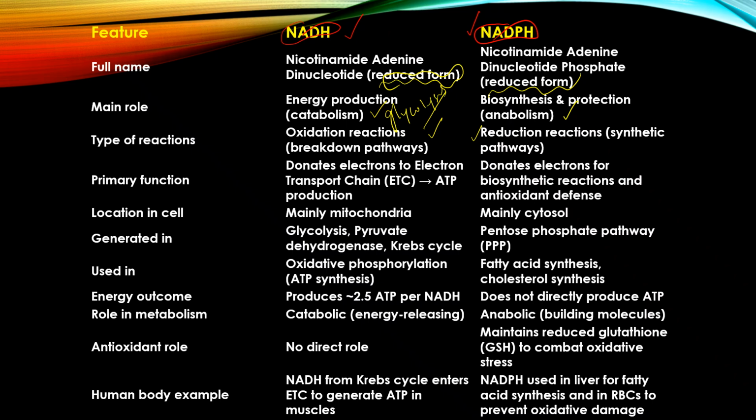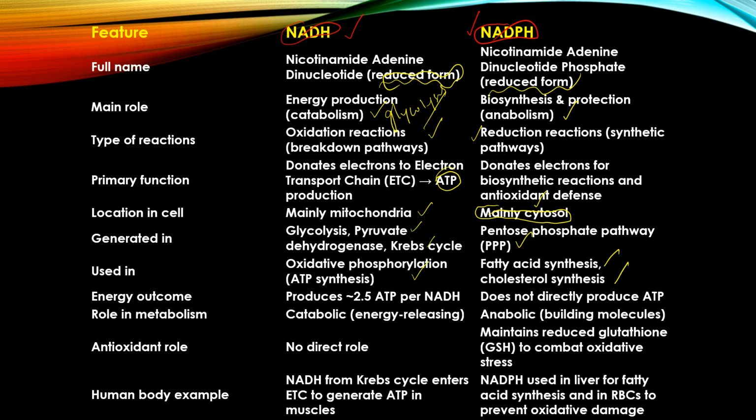Primary function: NADH produces ATP in the electron transport chain, while NADPH serves biosynthetic reactions and antioxidant defense. Location in the cell: NADH is produced mainly in the mitochondria, but NADPH is produced in the cytosol. NADH is generated, as you already know, in glycolysis, pyruvate dehydrogenase and the Krebs cycle, while NADPH is formed during the pentose phosphate pathway. NADH is used in oxidative phosphorylation, and NADPH is produced during fatty acid synthesis and cholesterol synthesis, which we will learn in later chapters.